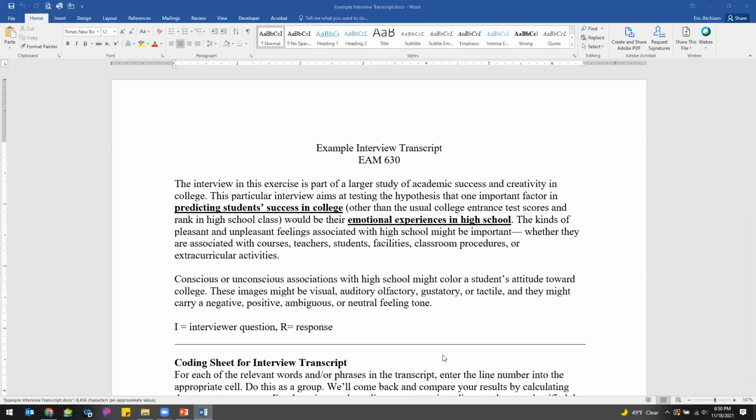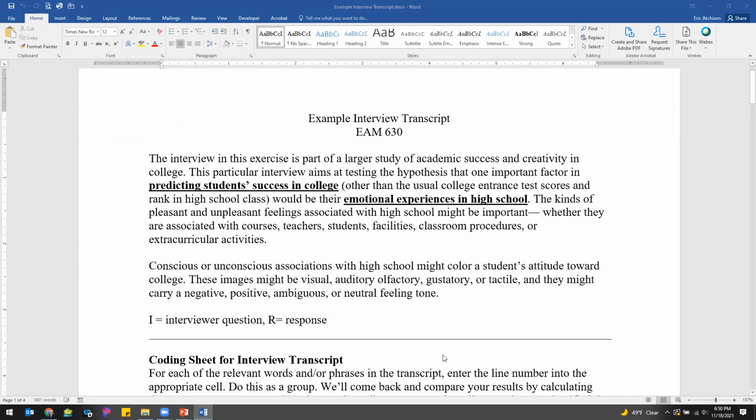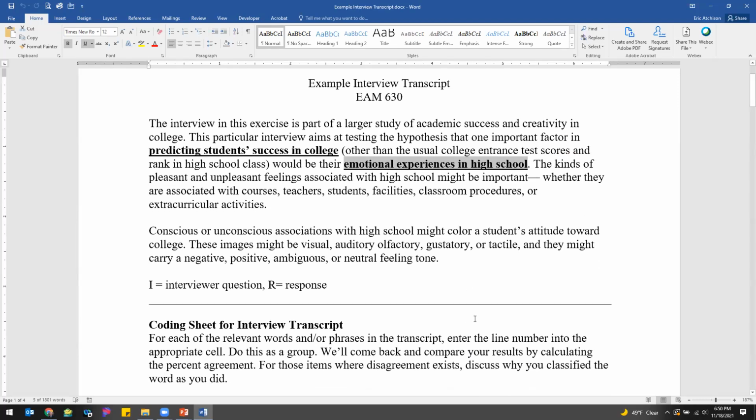All right. So we're looking at academic success and creativity in college, all right? That's the purpose of our research. We're testing hypotheses about student success, not looking at entrance test scores or high school rank or GPA, but really looking at their emotional experiences in high school, okay? You can't really quantify that in the academic record that a student brings with them. So we do individual interviews. So we've got pleasant, positive rather, unpleasant, negative feelings associated with high school. All of us do, right?